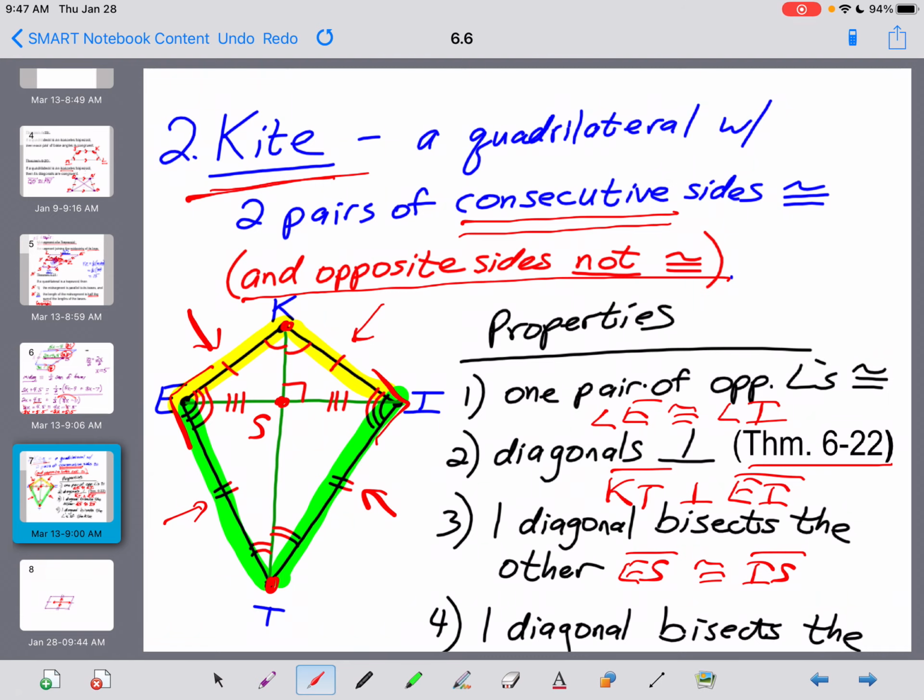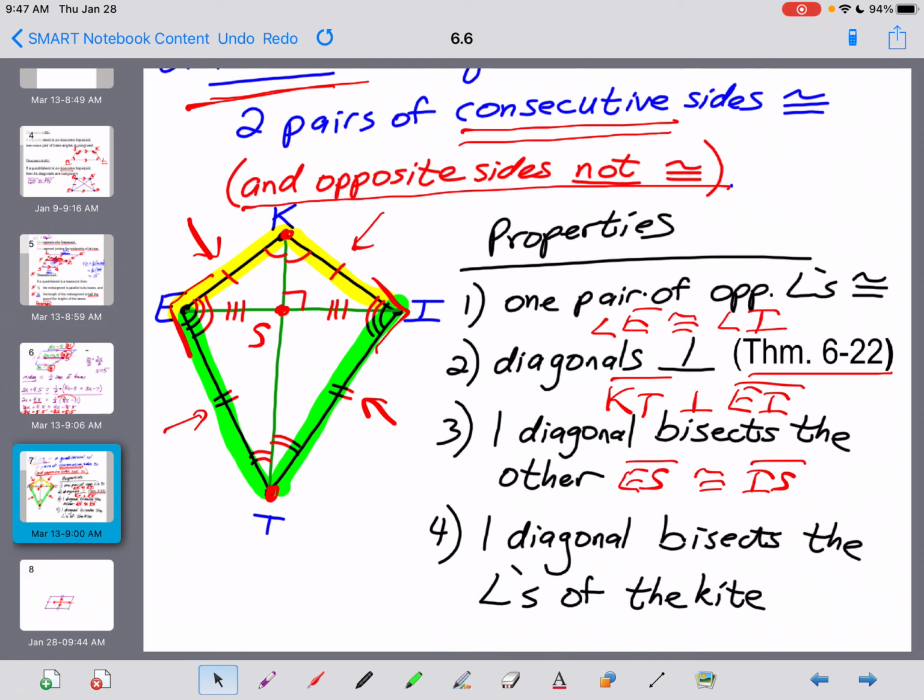And then number 4, let me slide that up a little bit. One diagonal bisects the original angles of the kite. Now that is what happens up at the top at angle K. So I'm going to say angle K, and down at the bottom here, angle T are bisected. They're cut into 2 congruent parts here by line segment KT. But that did not happen over here on the left and over there on the right. Okay, so we've got the one definition and the 4 properties now that go along with kites.